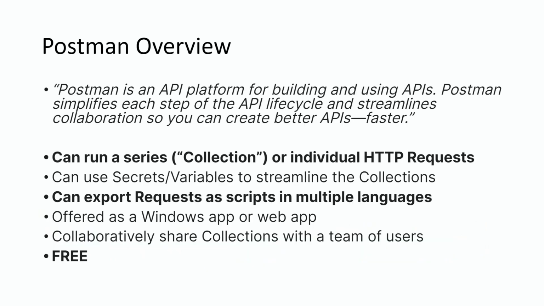The beauty of this is that it's a local web application, or you can run it on Windows as an application. It is free. And what this allows you to do is you can run a collection or individual HTTP requests against anything you like, really, but primarily APIs. You can use secrets and variables to streamline your projects. You can export what you've done into multiple languages. So once you figure out how it works in Postman, you can output it as a Python script and send it over to whomever is running the CI pipelines, and they want to be able to do what you just did. So you expand it. You take it off your laptop, move it up.